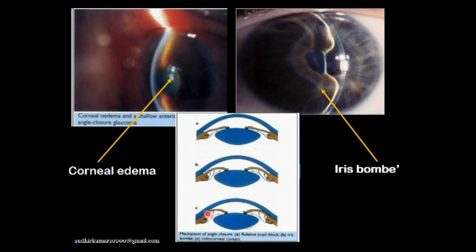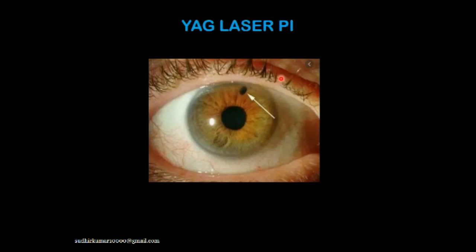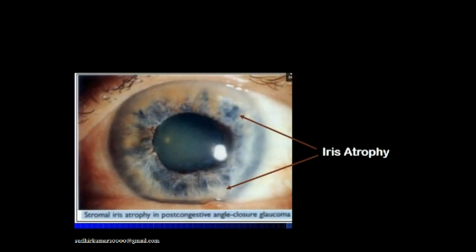So such things cause angle closure glaucoma, and this shape of the iris is called iris bombe. You can see the hole made by laser. When the condition is relieved, you can see the atrophy of the iris because of anoxia during the acute phase.